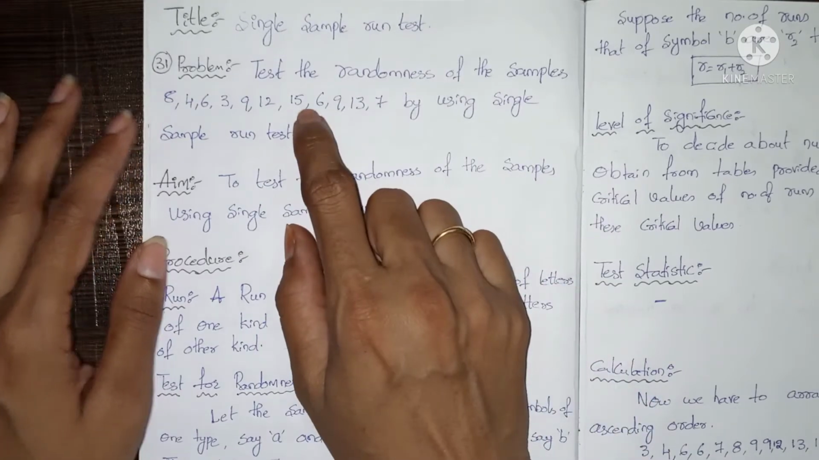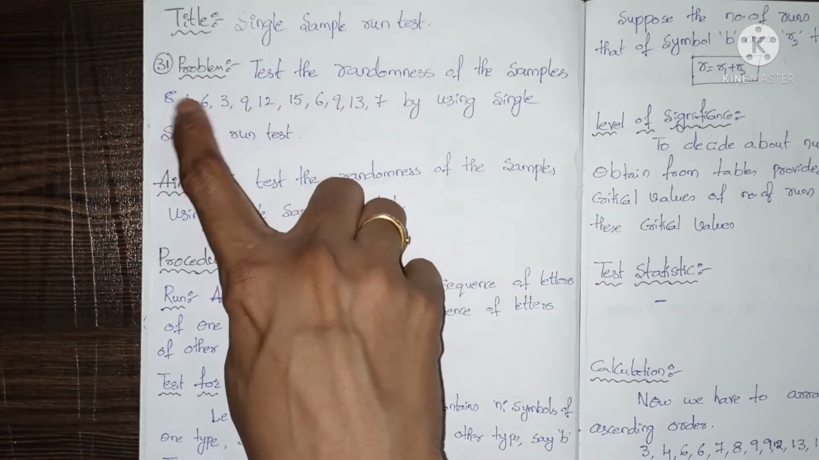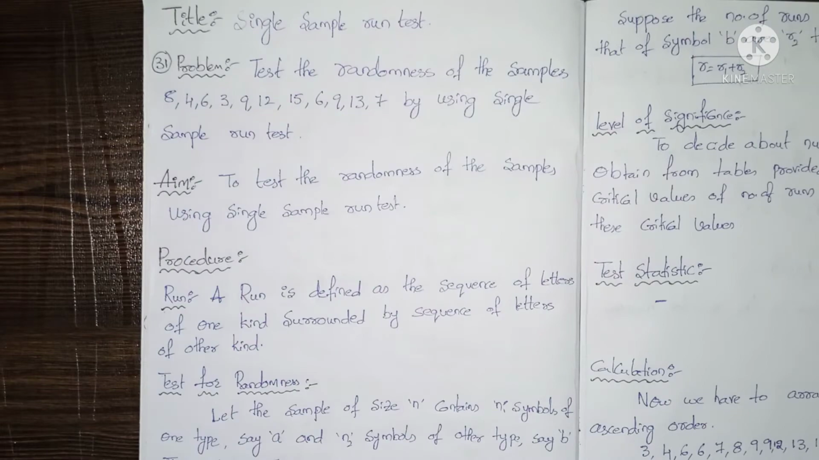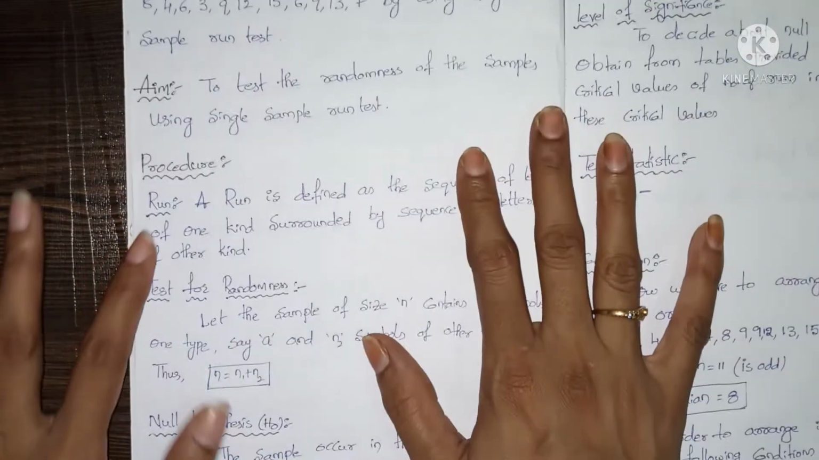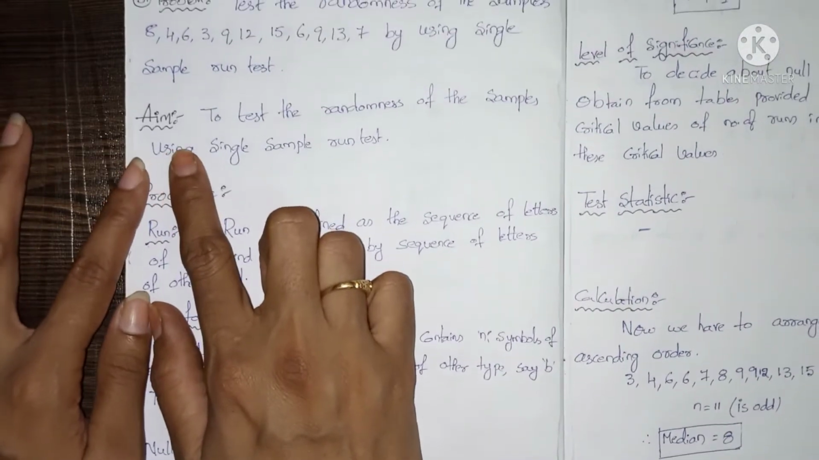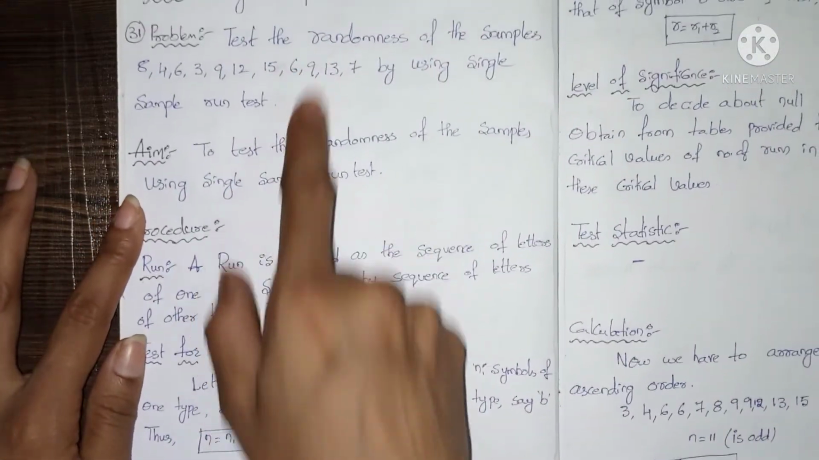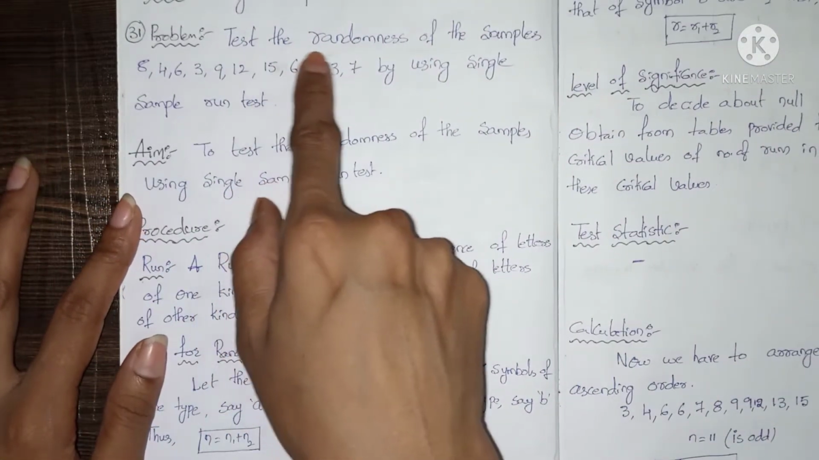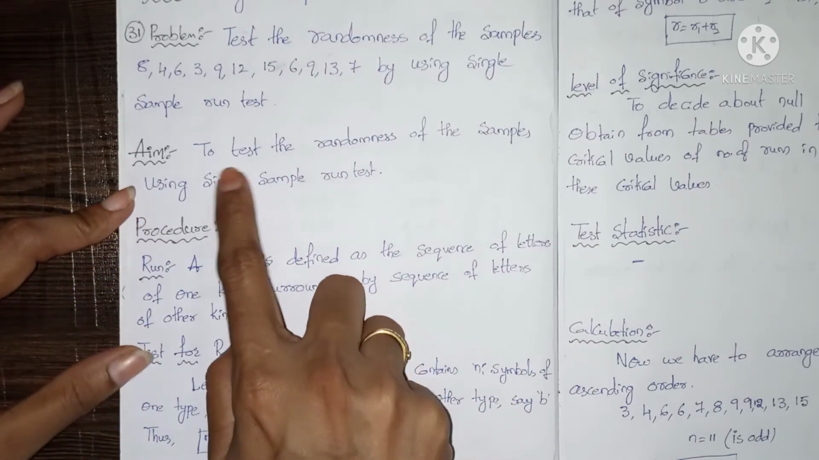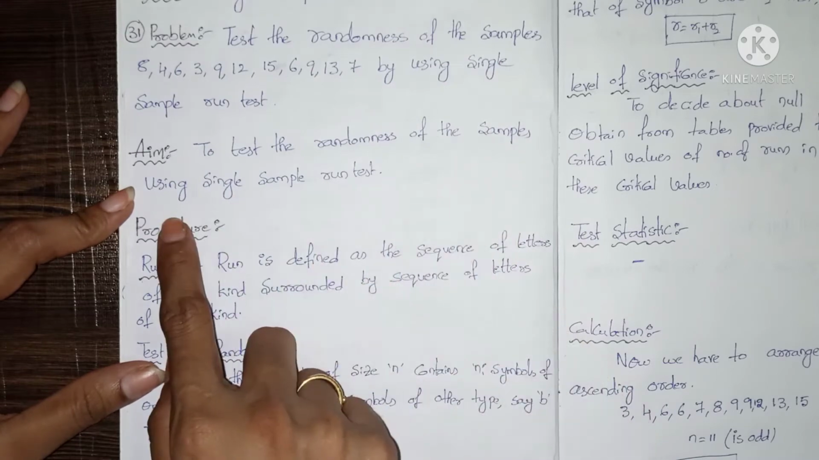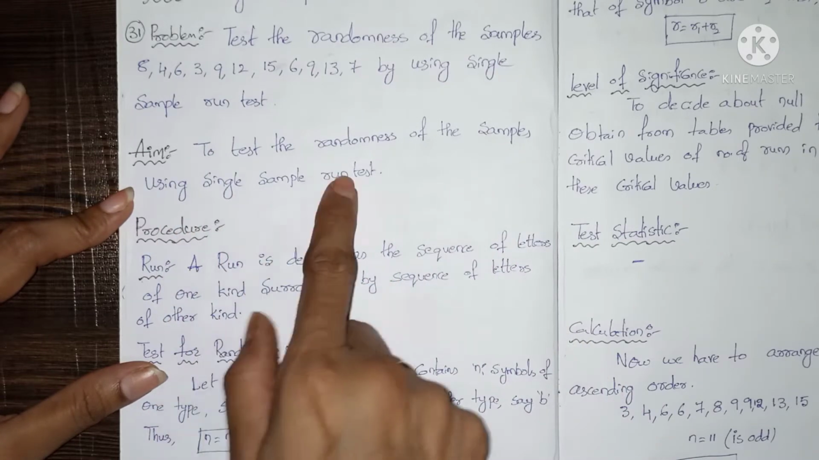Okay, so now we have to test whether the given pattern is random or not. Further, the title is single sample run test. Okay, the aim: what they asked, we have to write in aim. So they asked us to test the randomness, so that only we are going to write in aim: to test the randomness of the samples using single sample run test.